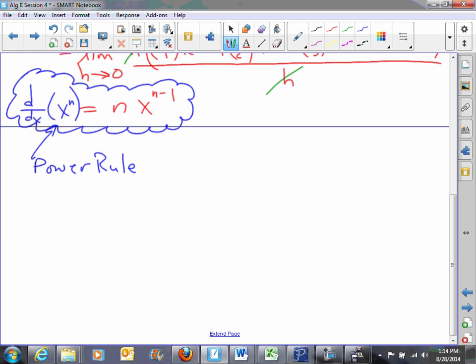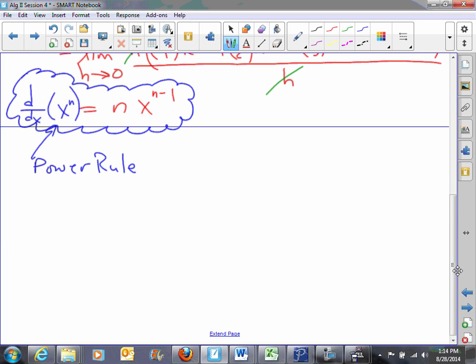Now, it turns out that this can be extended so that if n is any rational exponent or even any irrational exponent, if you have a variable raised to any real number, this power rule will still work. Let's just take a look. Now, let me just say, this is not a proof.